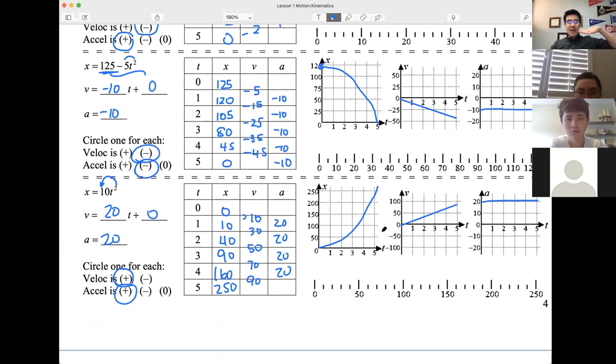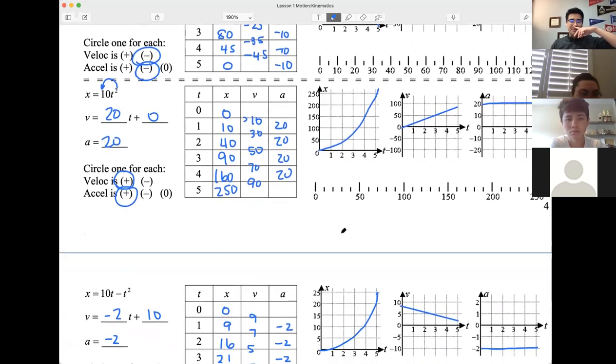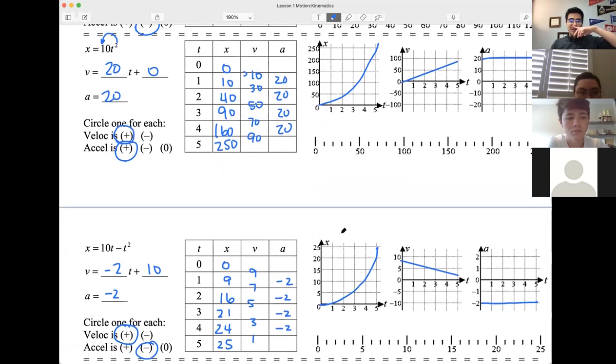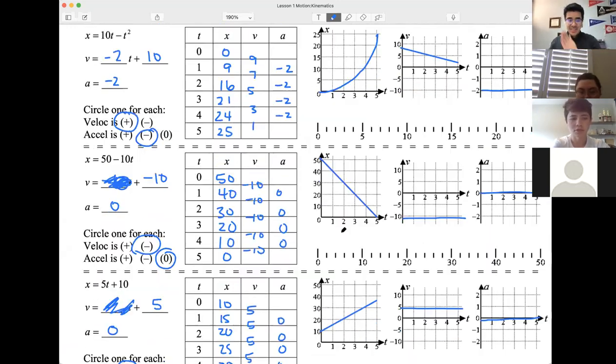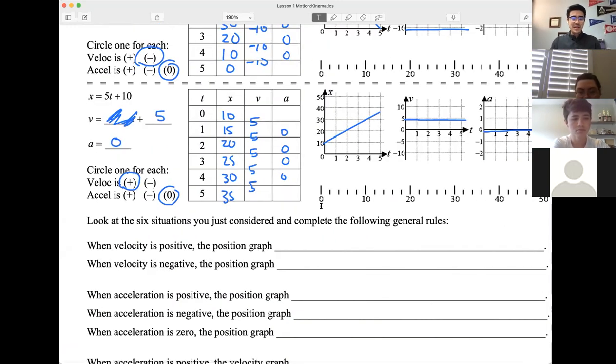So when the velocity is positive, what's happening to the position graph? The position graph, I guess, increases. Is increasing, right? Yeah. So we're going to put that there, right? When the position graph is increasing.